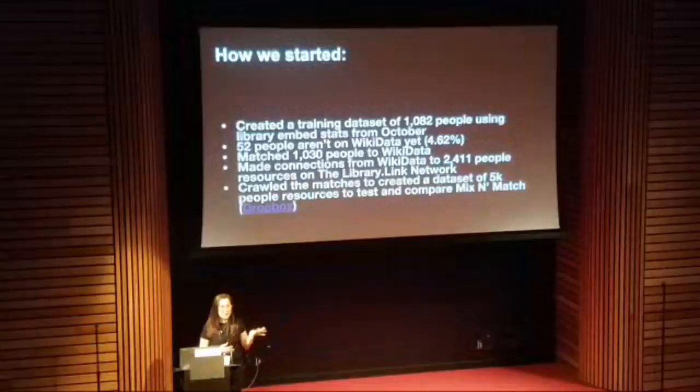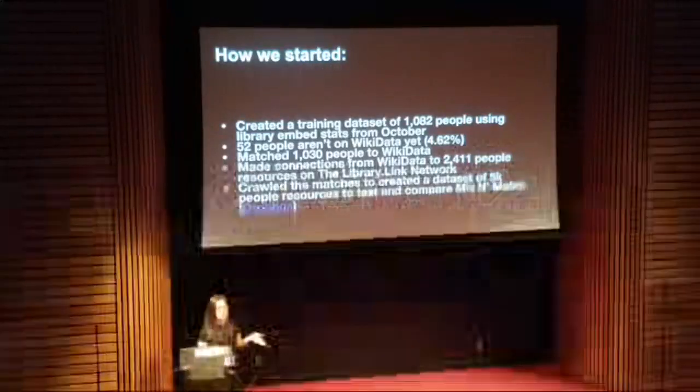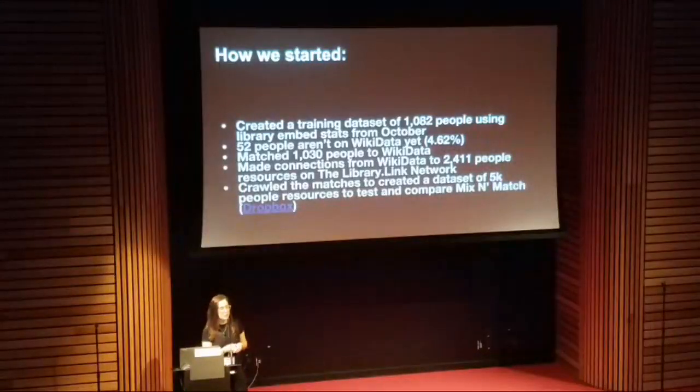We started by creating a training data set of about 1,000 people and mapping that manually to Wikidata. Out of that, about 50 people did not match. Then we also mapped that to many different Library Link Network resources, so we're almost to 2,500 resources mapped. We also created a larger data set that we gave Magnus, including those 1,000 people and another 4,000, so we can use Mix and Match and then compare that to our approach.